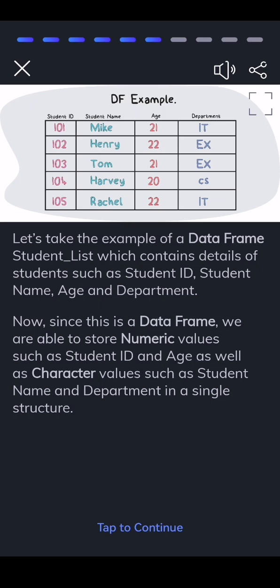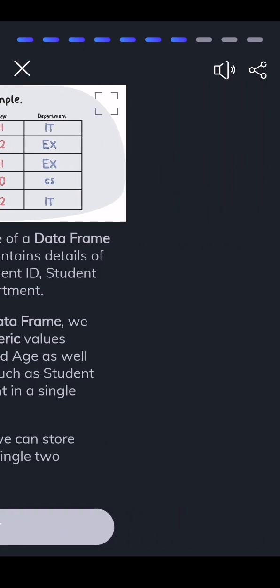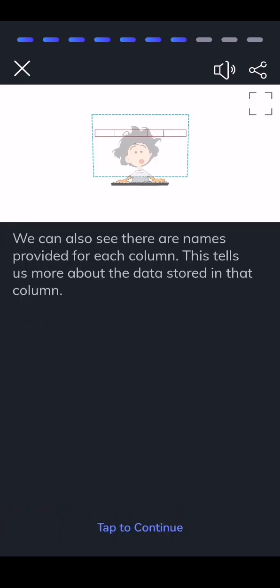Now, since this is a data frame, we are able to store numeric values such as student ID and age as well as character values such as student name and department in a single structure. So, in a data frame, we can store all types of data in a single two-dimensional structure. We can also see there are names provided for each column. This tells us more about the data stored in that column.